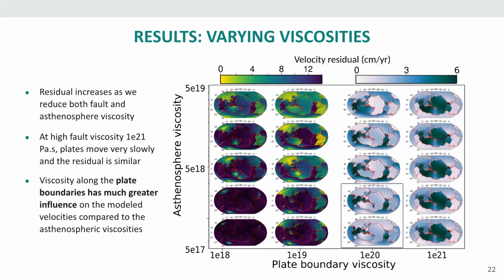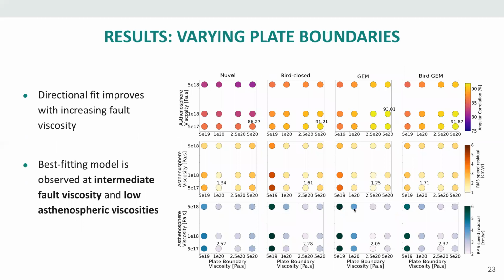And using this calculation and using the best fit models here, we select different configurations near the plate boundary viscosities because we know that plate boundary viscosity has more effect. And then we change the model for different plate boundary geometries. So here, each column represents the different plate boundary geometries we just discussed. And each row has a different measure of residual. So we discussed three measures: angular correlation, speed residual, and velocity residual. I'm sorry, this should be velocity.